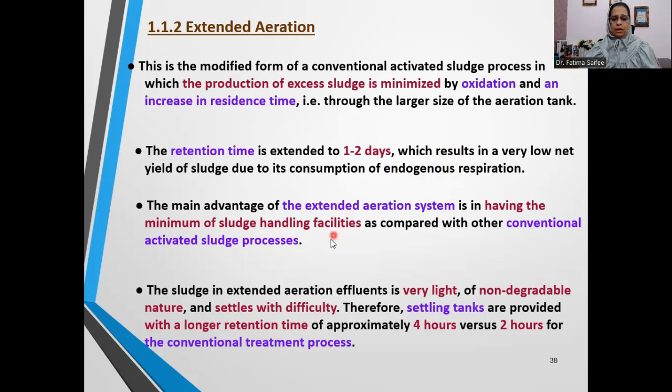Another advantage is that the extended aeration system needs minimal sludge handling facilities. You need not handle so much, unlike the conventional activated sludge process, where we are handling so many things. The sludge in extended aeration effluent is very light and of non-degradable nature, which means it is not able to degrade very fast. So increasing the time, increasing the area, and adding oxygen can help to reduce the production of excess activated sludge.